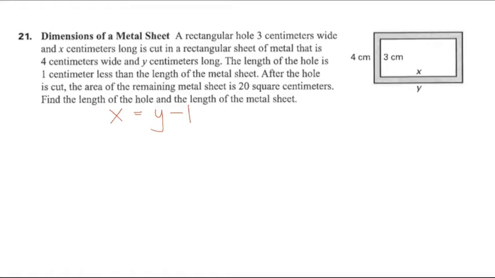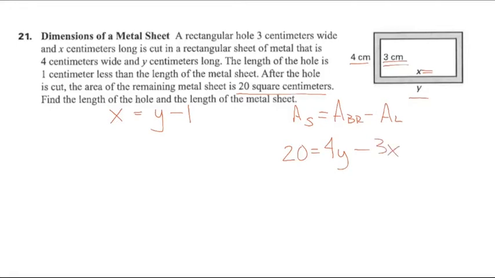Okay, so what's left? The shaded region. So the area of the shaded region is equal to the area of the big rectangle minus the area of the little rectangle. They're telling me the area of the shaded region is 20. The area of the big rectangle is 4 times y. The area of the little rectangle is 3 times x.